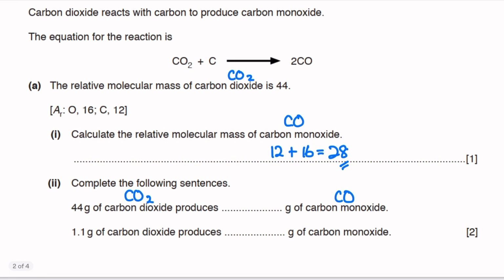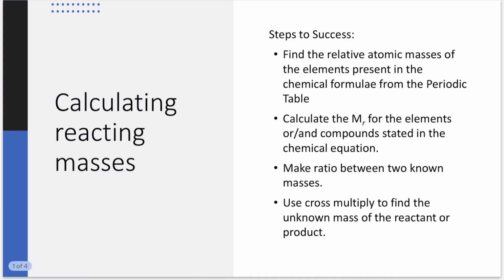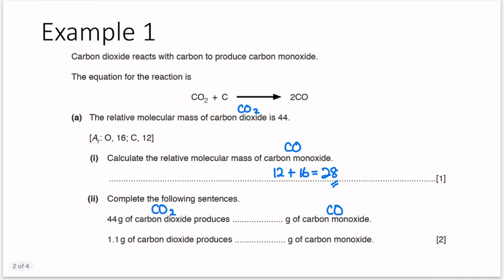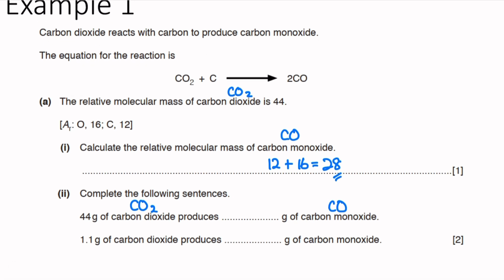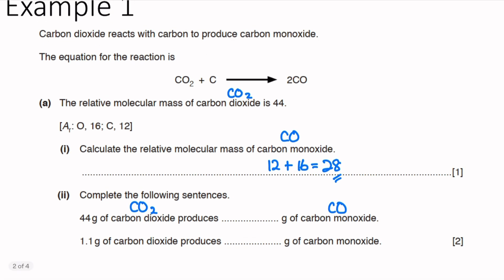So first thing first, you have to check on this step to success. The third one, make a ratio between two known masses. So these two known masses are carbon dioxide and carbon monoxide. So let's write it down. Carbon dioxide is CO2 to the ratio of carbon monoxide. For this case, you have to include that number in front, which is 2. We call this the coefficient, so we have to put the 2CO.